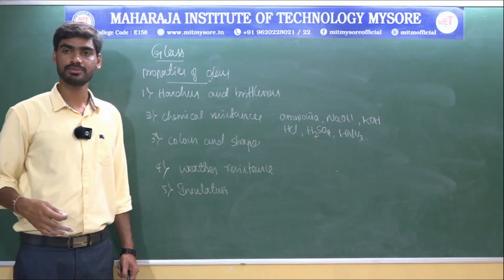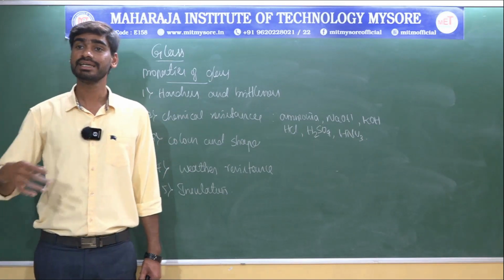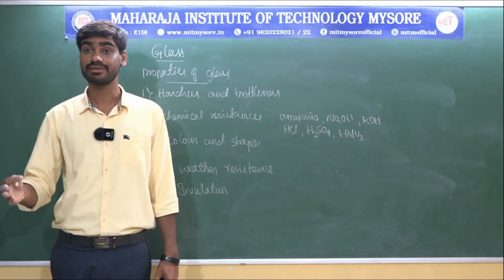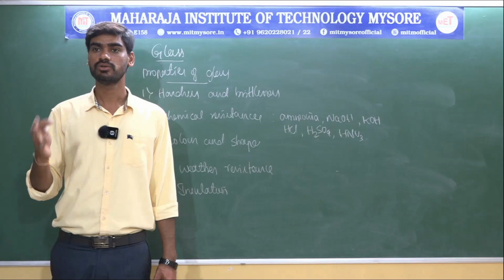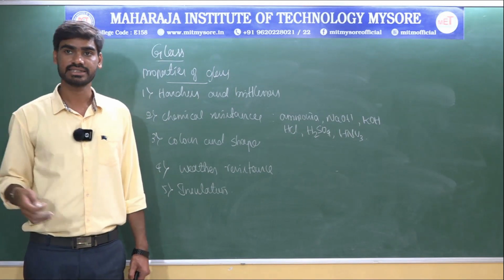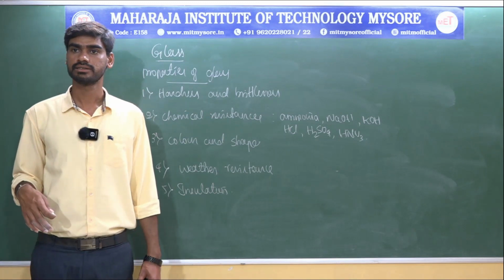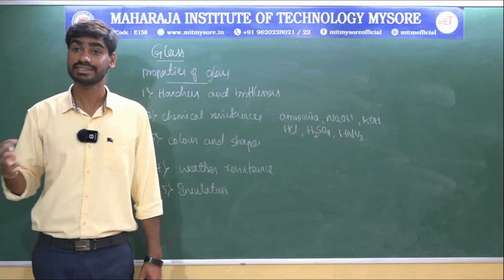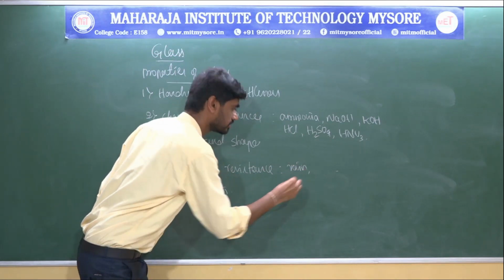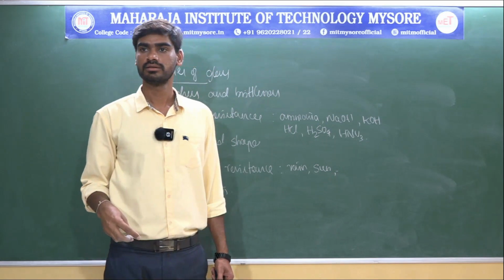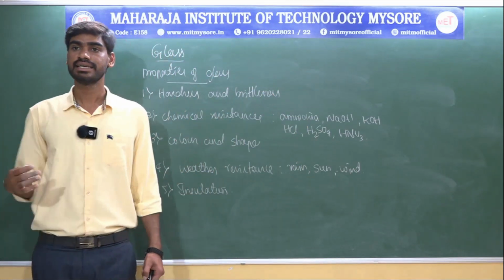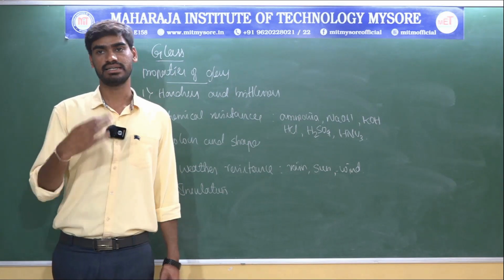When it comes to the third important property of glass, color and shape, depending on their purpose, dimensional requirements and safety criteria, glass can be blown, drawn or pressed into any color and shape. The next important property is weather resistance. Glass is weather resistant because it can survive the effect of rain, sun and wind also. Glass can absorb, reflect and refract light.